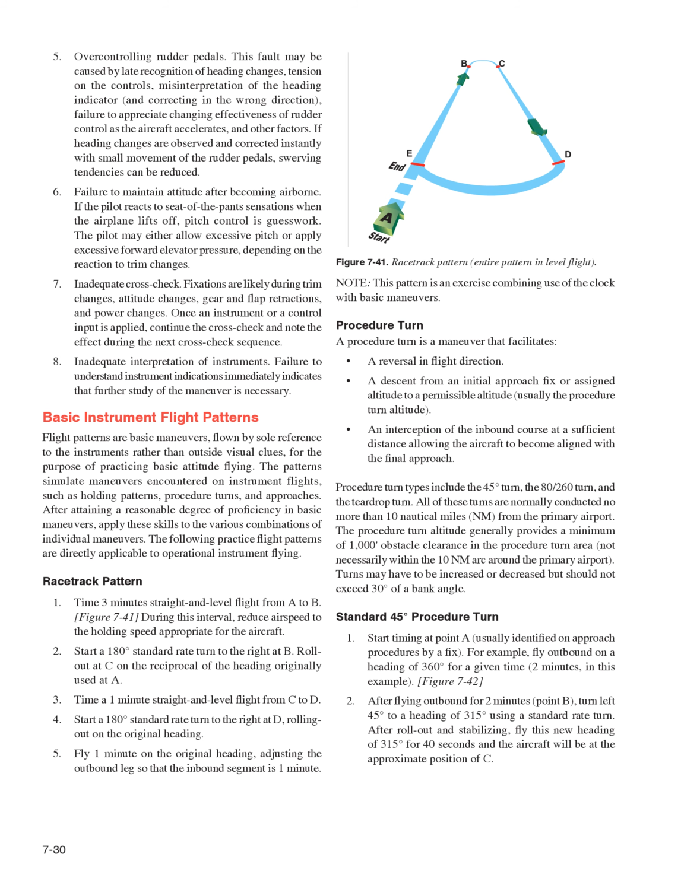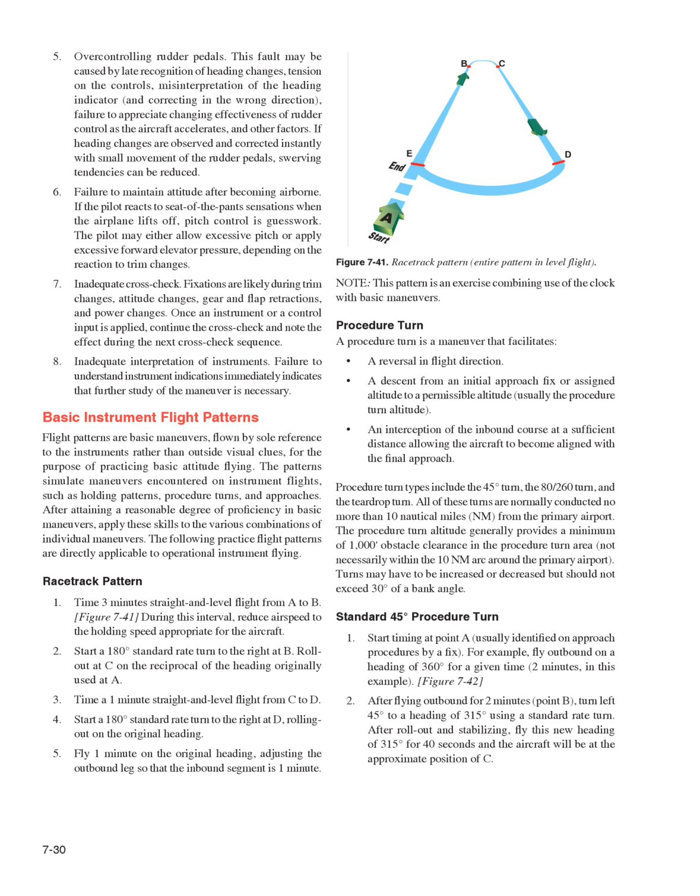7. Inadequate cross-check. Fixations are likely during trim changes, attitude changes, gear and flap retractions, and power changes. Once an instrument or a control input is applied, continue the cross-check and note the effect during the next cross-check sequence. 8. Inadequate interpretation of instruments. Failure to understand instrument indications immediately indicates that further study of the maneuver is necessary.